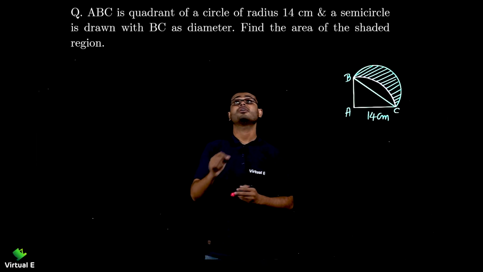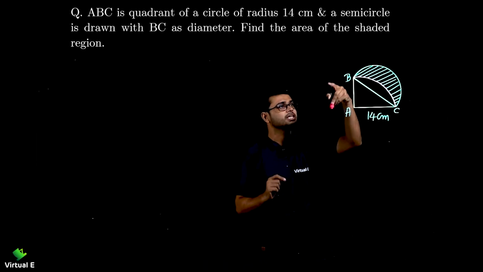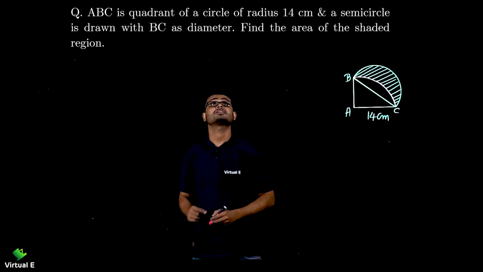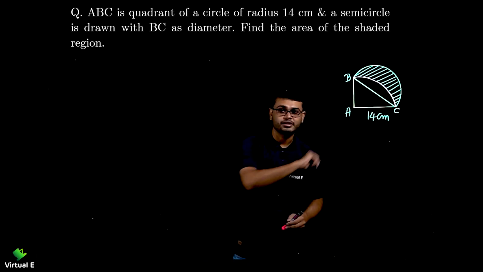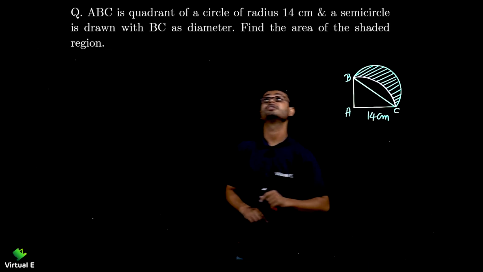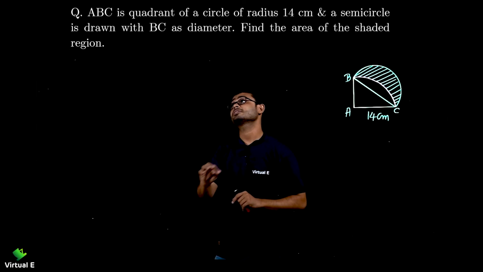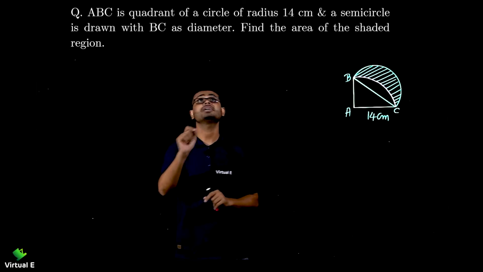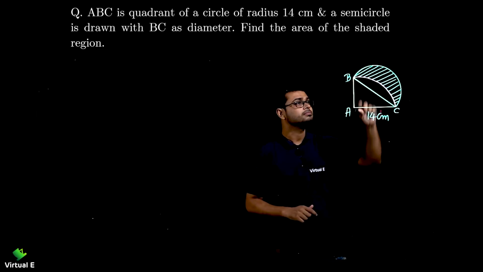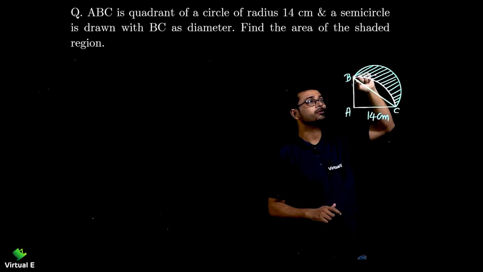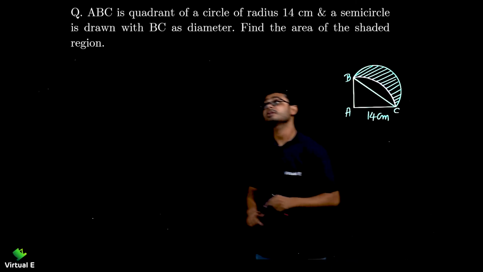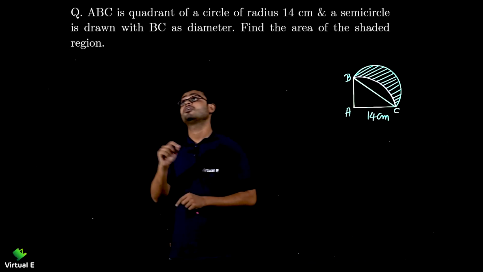ABC is a quadrant of a circle. So ABC, not the triangle, ABC, right? Quadrant of a circle of radius 14 centimeter. Okay, so radius is given as 14 centimeter and here as well. Good. And a semicircle is drawn with BC as diameter. Okay, so the semicircle is drawn taking BC as the diameter. So you can see that there is a green color semicircle over here, right? Okay, find the area of the shaded region.